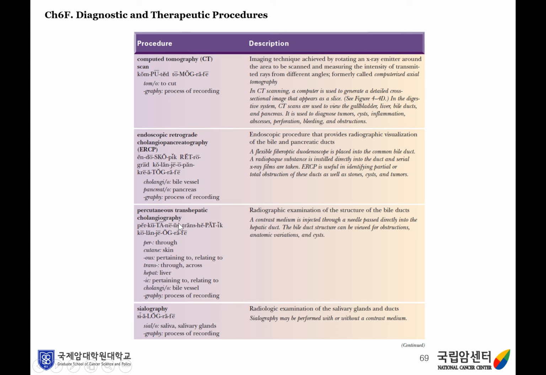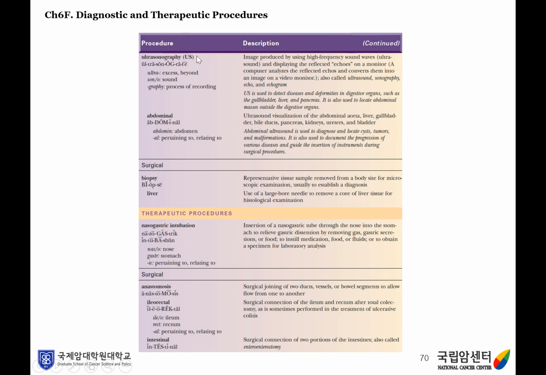And also PTC, percutaneous transhepatic cholangiography. This is radiographic examination of the structure of the bile duct. Sialography is radiologic examination of the salivary glands and duct. US means ultrasonography. And surgical biopsy. This term was already covered. Biopsy. Nasogastric intubation. This is an insertion of a nasogastric tube through the nose into the stomach to relieve gastric distension by removing gas, gastric secretions, or food.